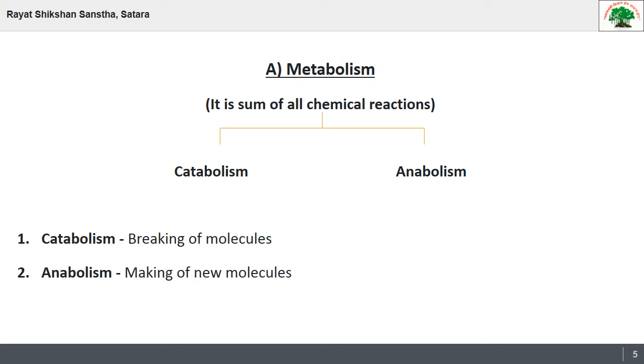So catabolism, simply we can say, is a destructive process, by breaking of molecules, and anabolism is a constructive process, by making of new molecules. For example, photosynthesis. In photosynthesis, glucose is produced, that is anabolism. And in respiration, the glucose molecule is broken down, so that is catabolism.